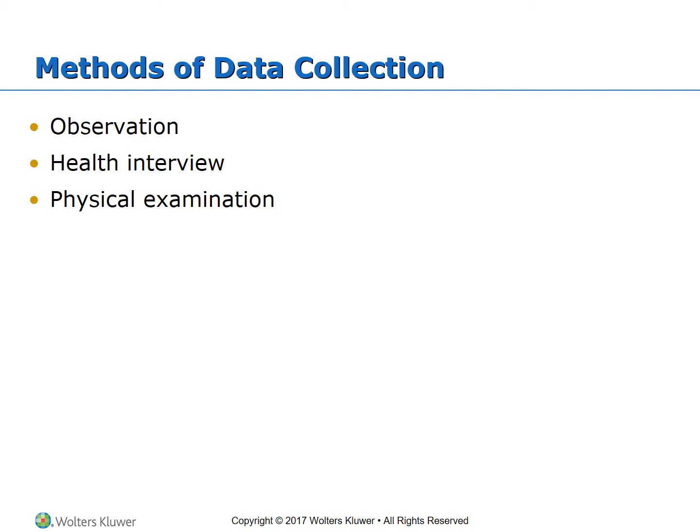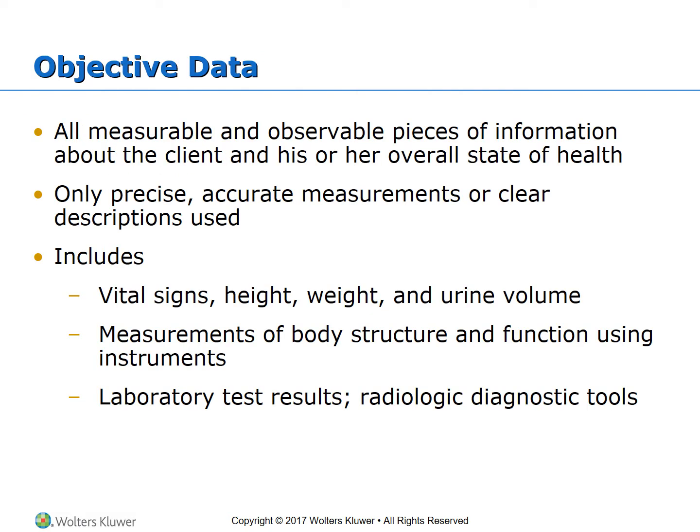Now, what we have to take into consideration when we collect all this data is the difference between objective data and subjective data. So first we're going to talk about objective data. Objective is all measurable and observable pieces of information about the client and their overall state of health. Remember, objective data is measurable and observable. Only precise, accurate measurements or clear descriptions are used.